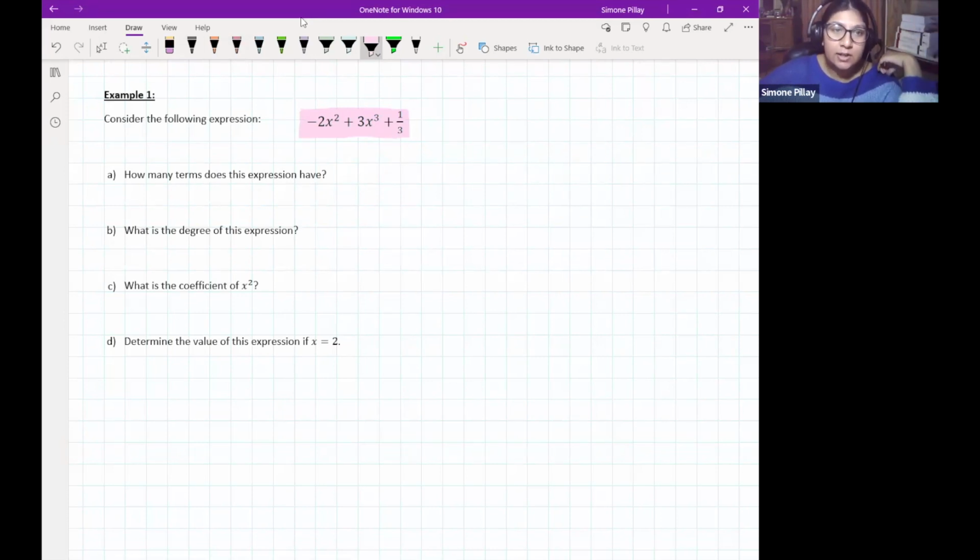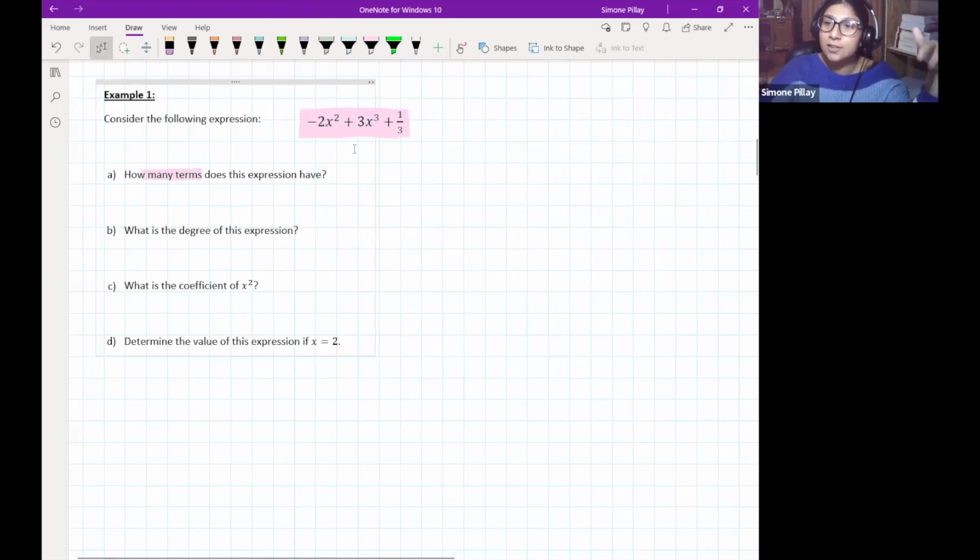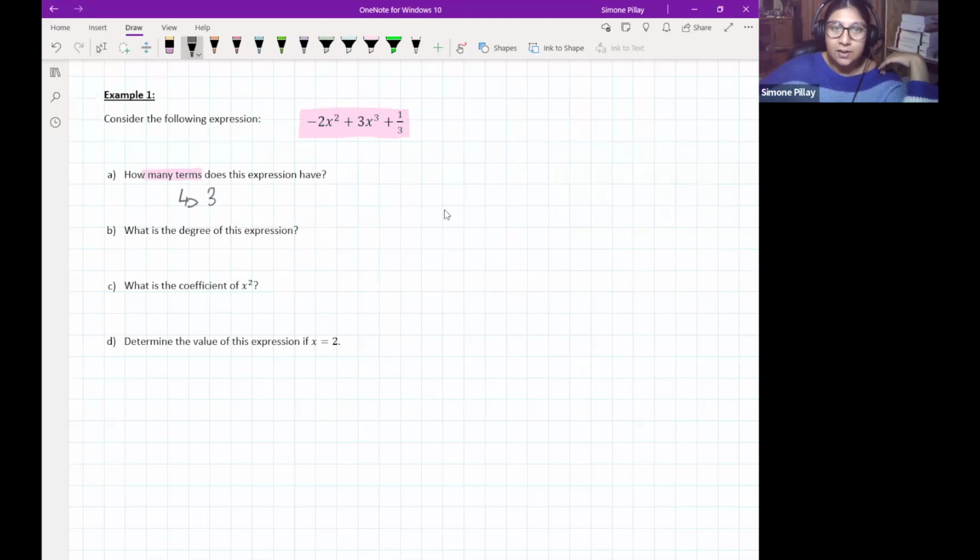So the first question asks us, how many terms does this expression have? And Liafo has put something in the chat. Ma'am, the expression is 3. So terminology is so important. The expression is not 3. The expression is minus 2x squared plus 3x cubed plus 1/3. So your expression is not 3, but the amount of terms in the expression is 3. How many terms? There are 3 terms.